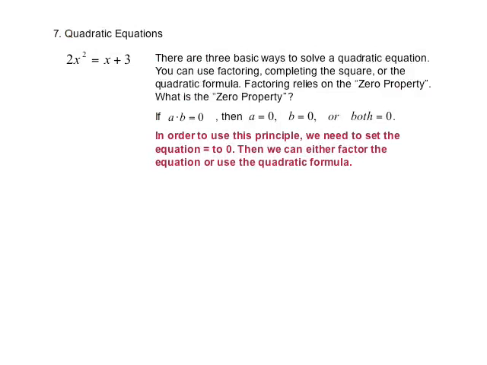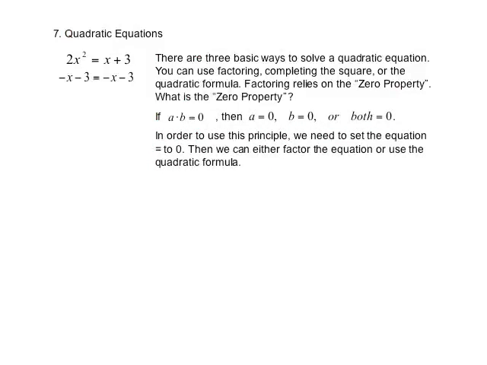We know that either a equals 0, b equals 0, or both equal 0. Run that through your mind. a is equal to 0, because 0 times b would be 0, or b is equal to 0, because a times 0 is 0, or they're both 0, because 0 times 0 is equal to 0. Now, in order to use this principle, we need to set the equation equal to 0. Then we can either factor the equation or use the quadratic formula.